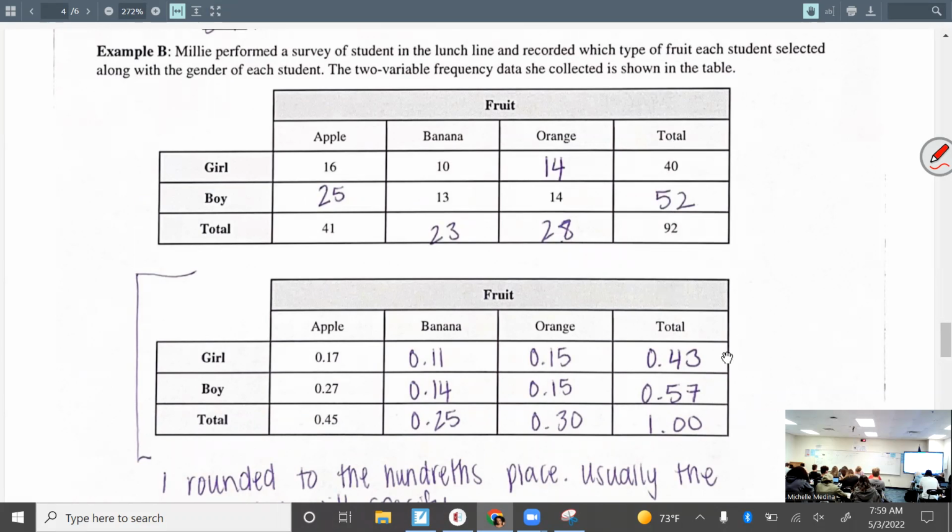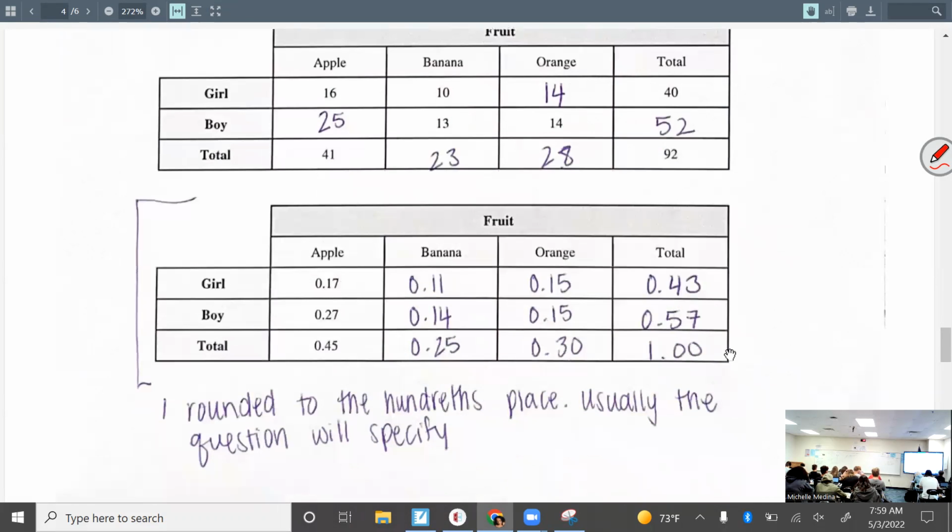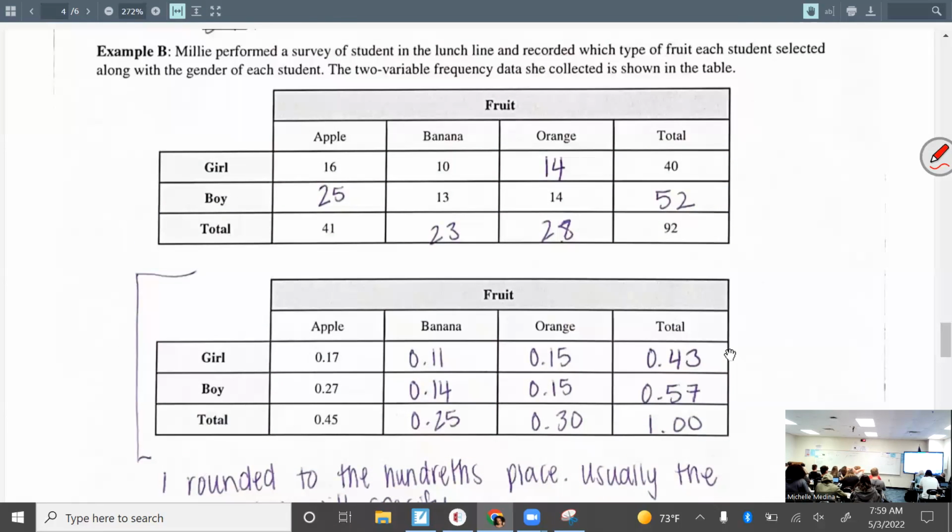So great. Down here are the relative frequencies as decimals, which you need to know how to do. I rounded to the hundredths place. Usually the question will specify, like I know the question on your test will want you to round it to the hundredths place. So hundredths place is how many spots after the decimal? 2. It goes tenths, hundredths, thousandths. So here's what it is rounded to the hundredths place.